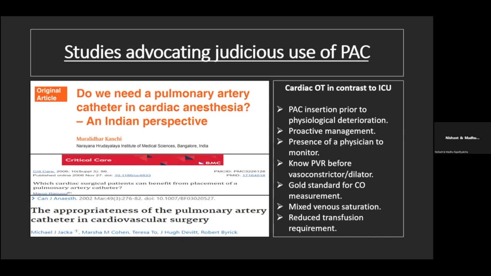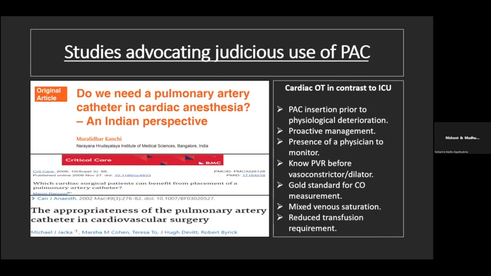In the operating room, a physician is constantly present to monitor the hemodynamic status, whereas in the intensive care unit, the nurse manages the patients at bedside. If one would like to choose a vasoconstrictor against a dilator, it would be difficult to guess without proper knowledge of the systemic and pulmonary vascular resistance.